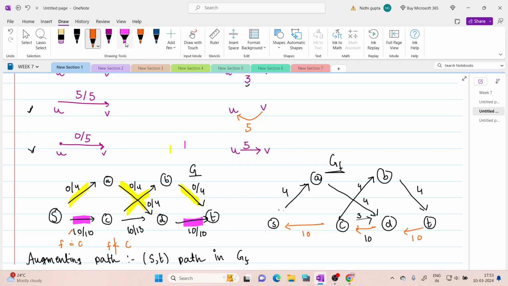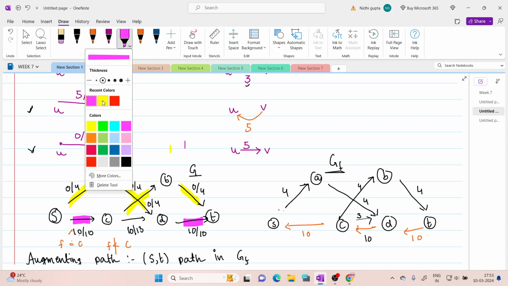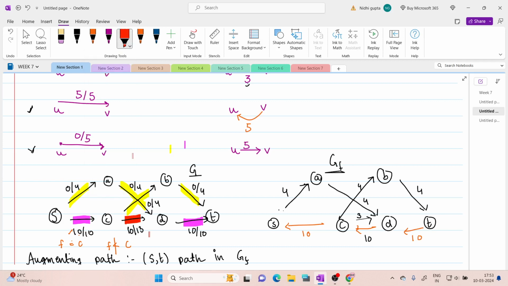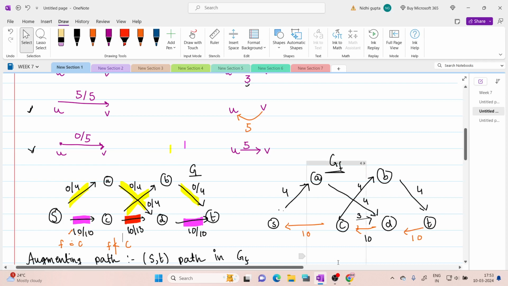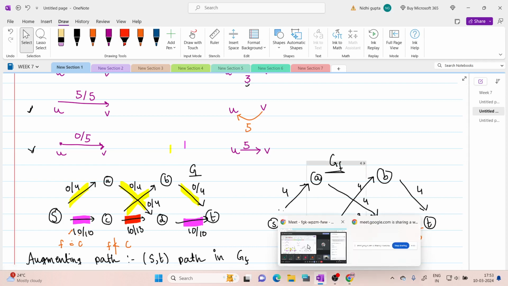And the third type of edge is this CD. In this, the flow value is strictly less than capacity, so there is a forward edge with the difference, which is 13 minus 10, that is 3. And the flow value is also positive, which is 10, so there will be a backward edge of weight 10. So this is an important concept.